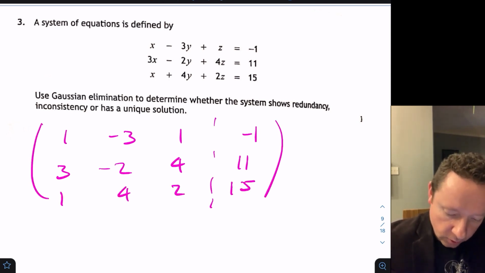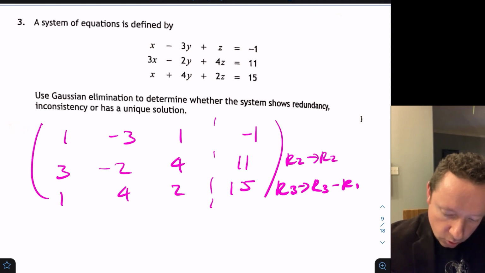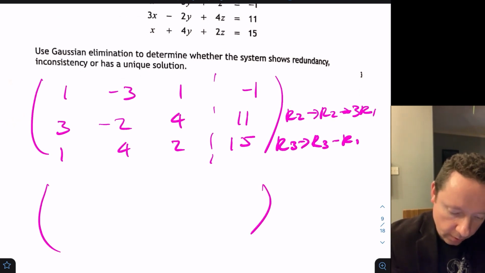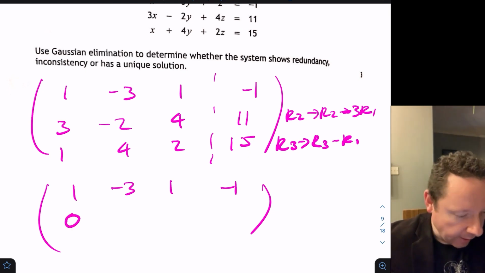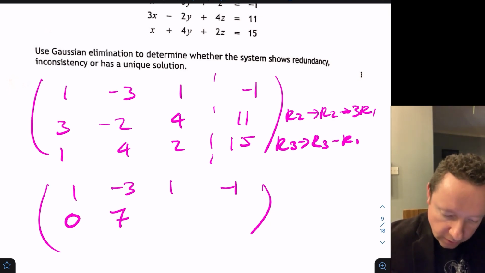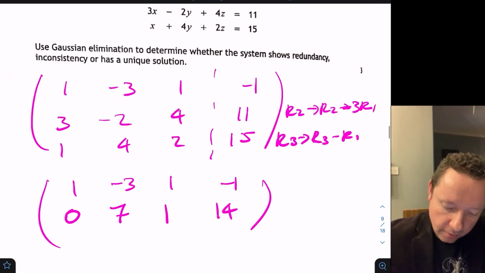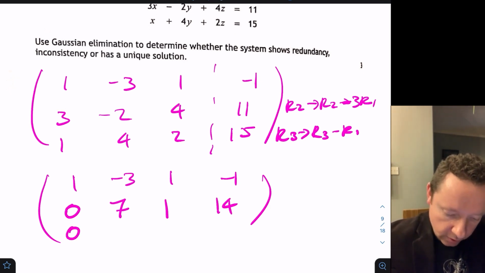So the first thing I can do is row 3 becomes row 3 minus row 1. But simultaneously I can do row 2 becomes row 2 minus 3 row 1. So being very careful, we get 1, minus 3, 1, minus 1. 3 minus 3 is 0. Minus 2, but then it will be plus 9, is 7. 4 minus 3 is 1. And 11, and it will be plus 3, is 14. And then the bottom one, row 3 minus row 1 gives you 0. 4 plus 3 is 7. 2 minus 1 is 1. 15 plus 1 is 16.